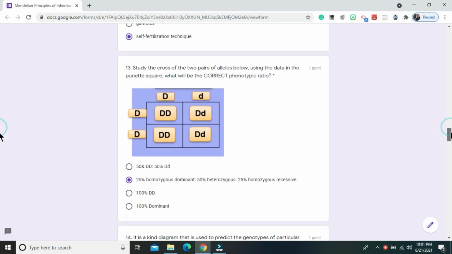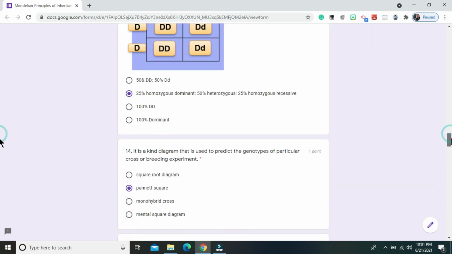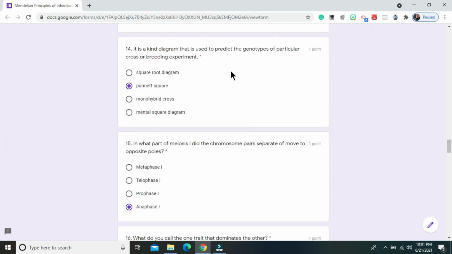Question number 13. Study the cross of the two pairs of alleles below. Using the data in the Punnett square, what will be the correct phenotypic ratio? For number 13, there is no correct answer, but the correct answer for this one is 50% homozygous dominant and 50% heterozygous. So this one is bonus. Question number 14. It is a kind of diagram that is used to predict the genotypes of particular cross of breeding experiment. The correct answer is Punnett square.